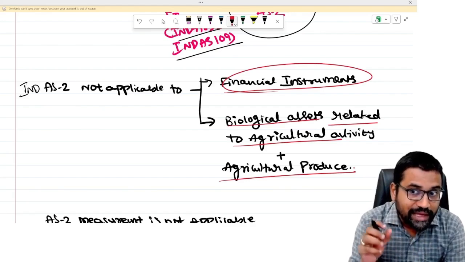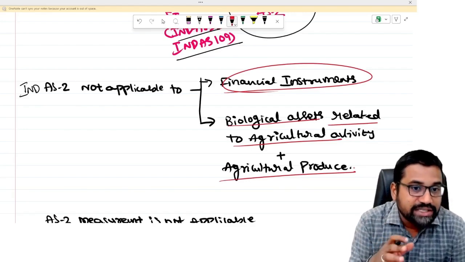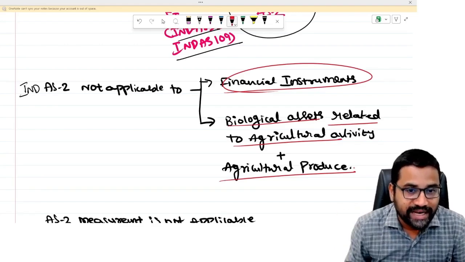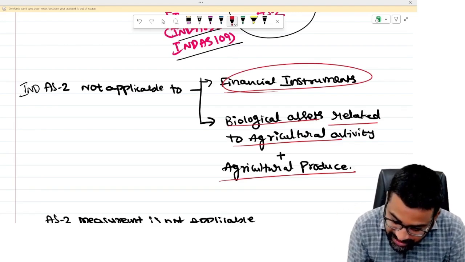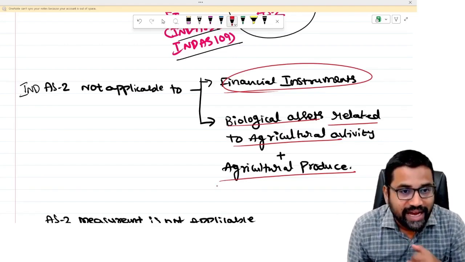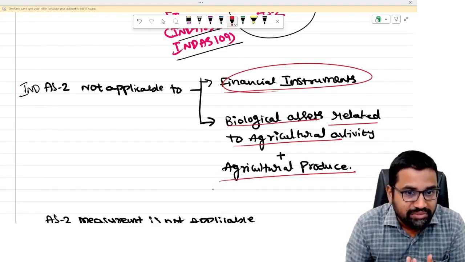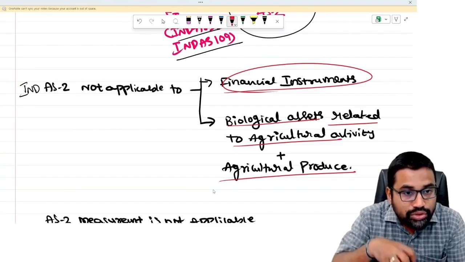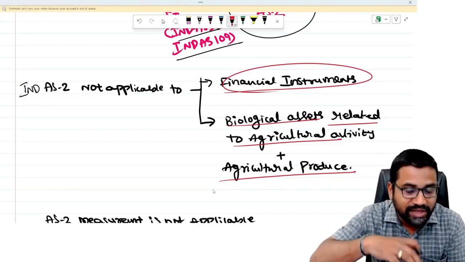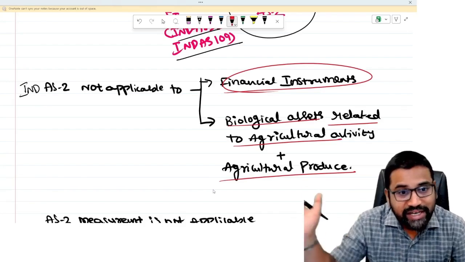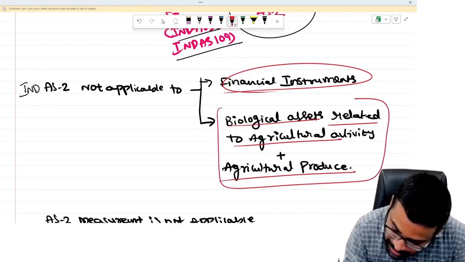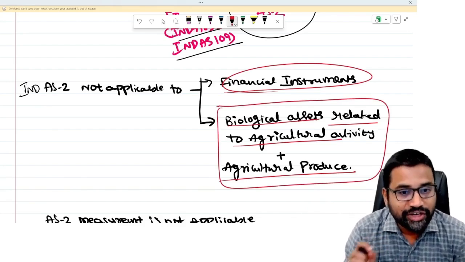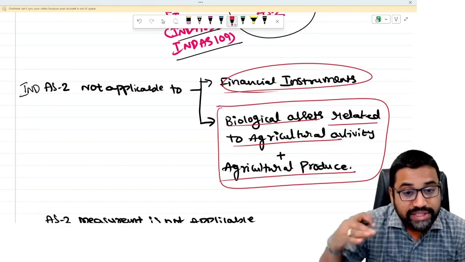Why? They thought for these biological assets they wanted to bring a separate standard. So if you see Ind AS, you have a separate standard relating to agriculture activity. That's why it is an exception here. Biological assets relating to agricultural activity, like living animals and plants, whatever animals we use in agriculture for agro farming. They have a separate Ind AS. So this standard is not applicable. Remember this, they may ask an MCQ also: whether Ind AS 2 is applicable to biological assets relating to agriculture activity. The answer is no, because there is a separate standard.